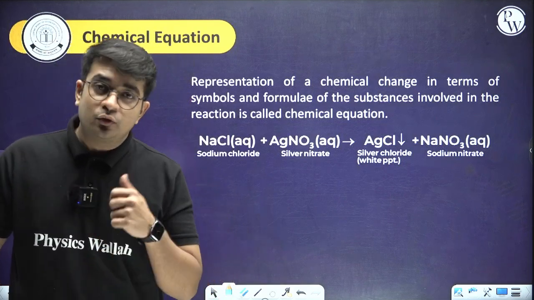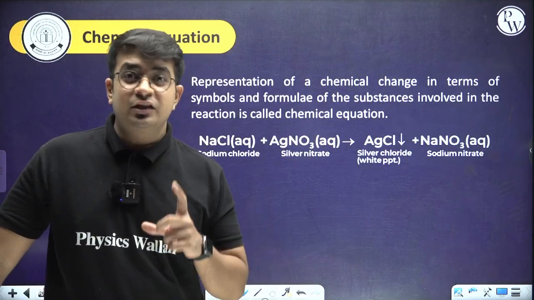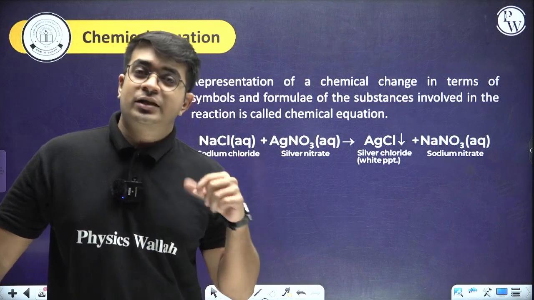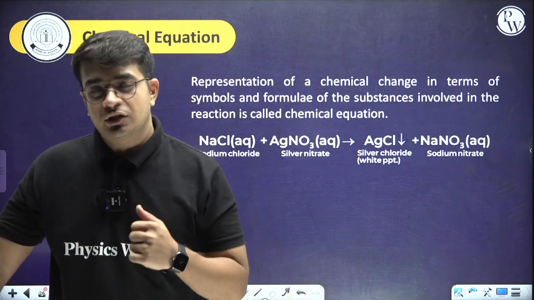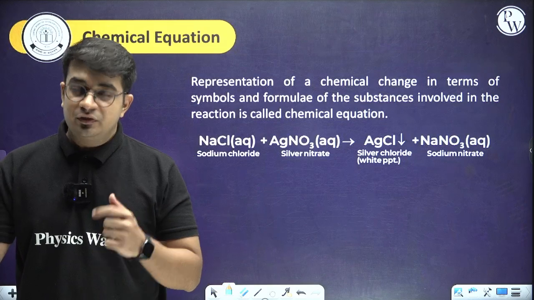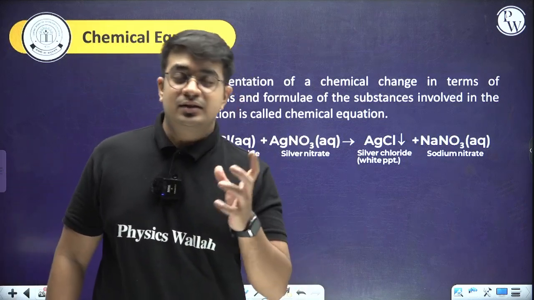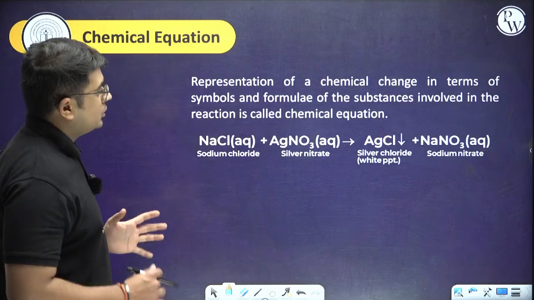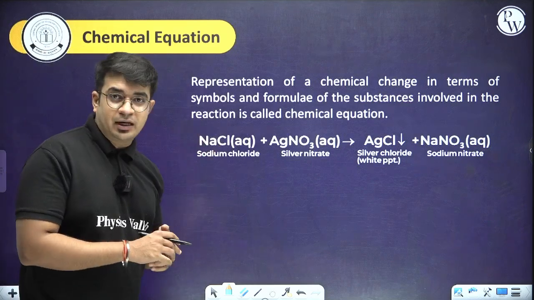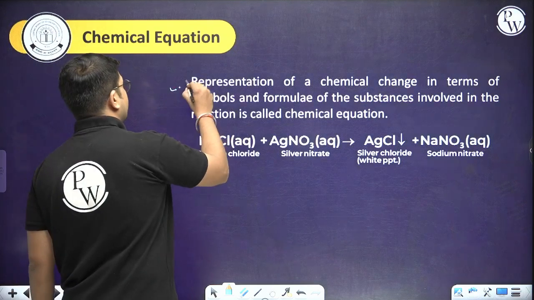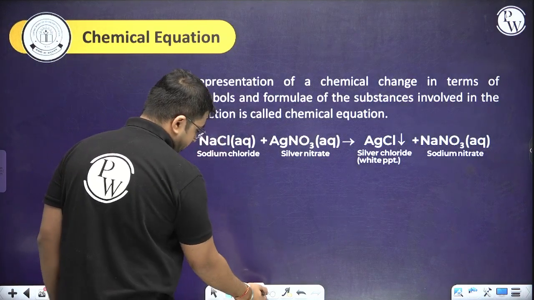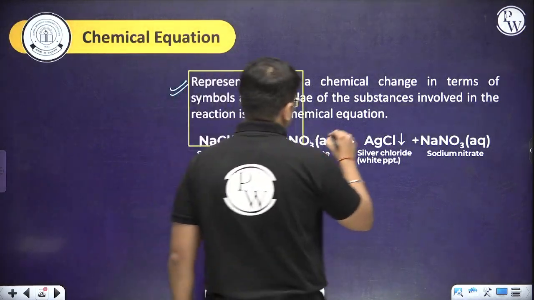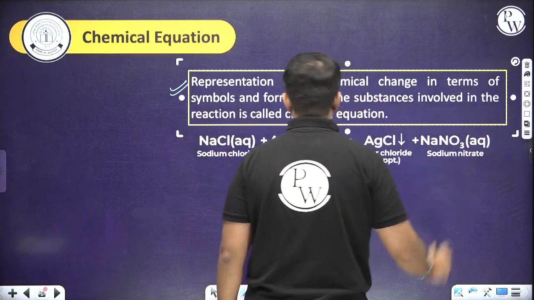Now how are you going to represent that particular chemical change in the form of an equation? That representation, to express the chemical reaction or chemical conversions with the help of their symbols as well as their formulas, is known as your chemical equation. So the representation of a chemical change in terms of their symbols and formulas is known as a chemical equation. I hope this definition is clear to everyone. Very simple definition. Okay, so this is the entire part related to your chemical equation.